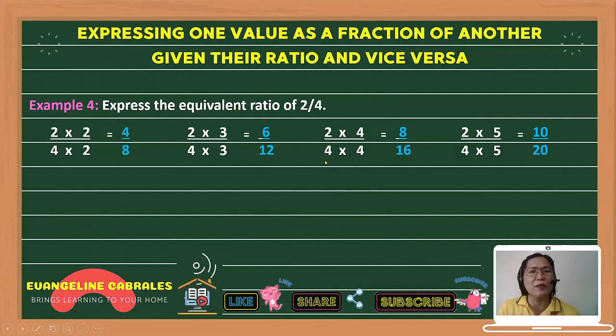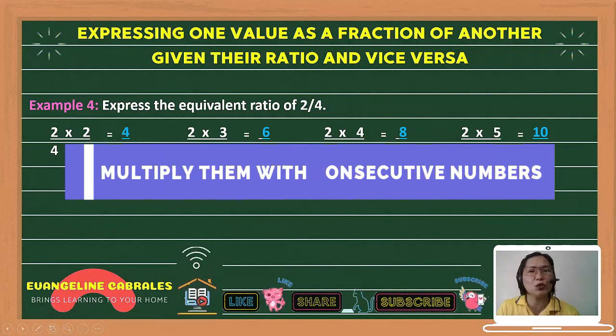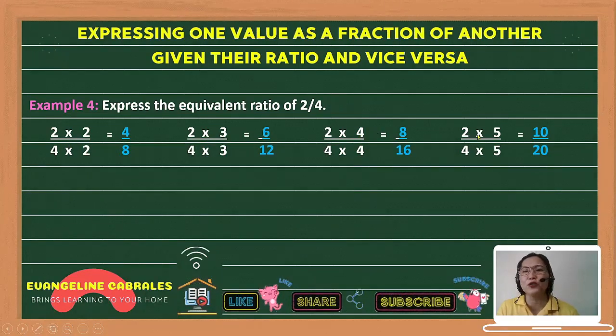So, anong napansin nyo sa pattern? Tama. Parang ibinibigay lang yung kanyang multiples, ano? Pansinin nyo. Our given is 2 is to 4. And then the next ratio becomes 4 is to 8, 6 is to 12, 8 is to 16, and 10 is to 20. How did that happen? Na hindi na kailangang, although ito, minultiply sa consecutive numbers. Ang ibig sabihin ng consecutive numbers, inumpisahan sa 2, sumunod ay 3, sumunod ay 4, sumunod ay 5. Yun ang ibig sabihin ng consecutive numbers na ginamit as their multipliers.